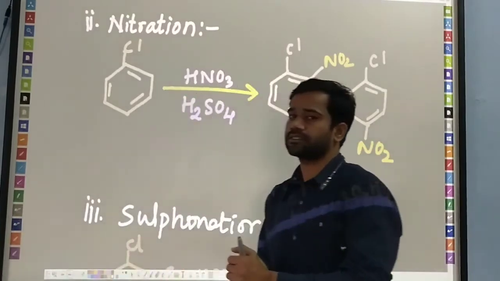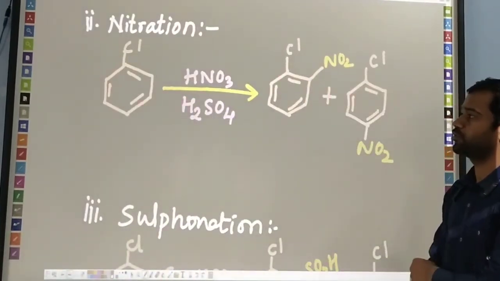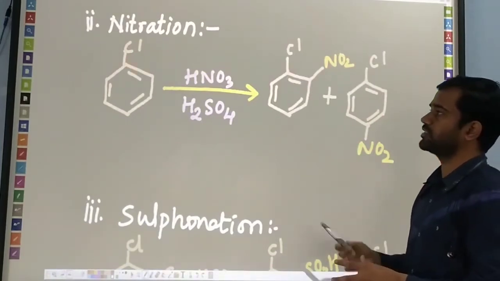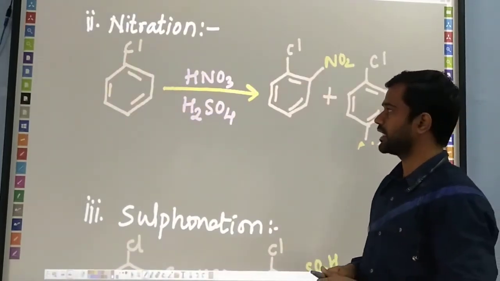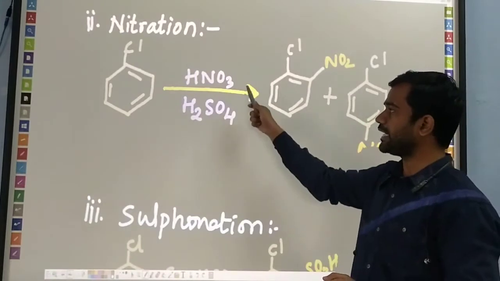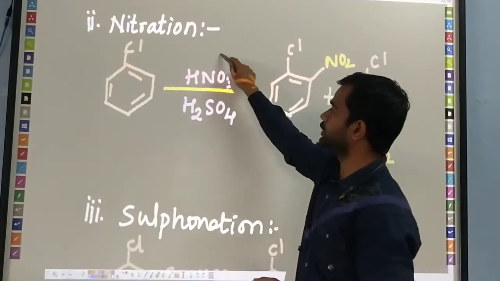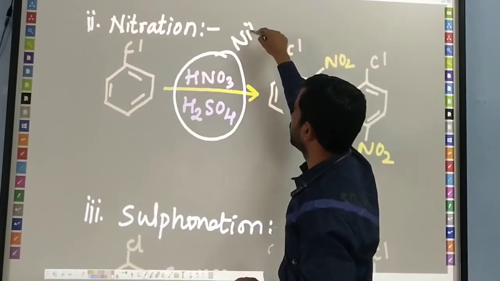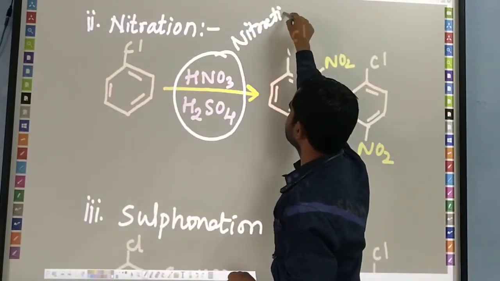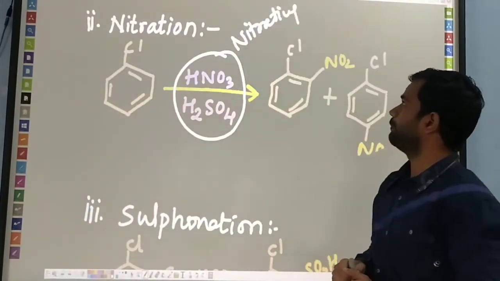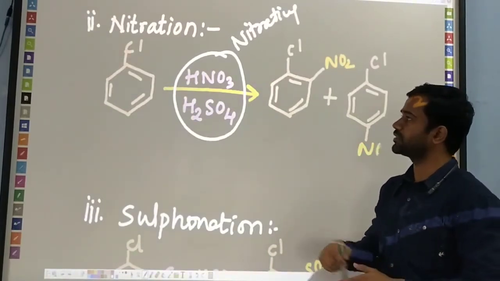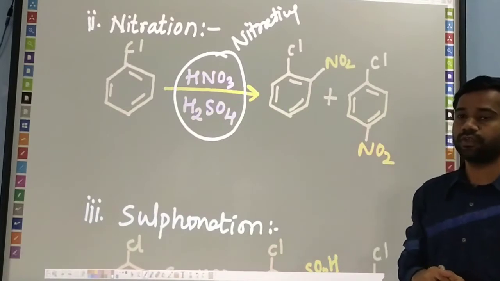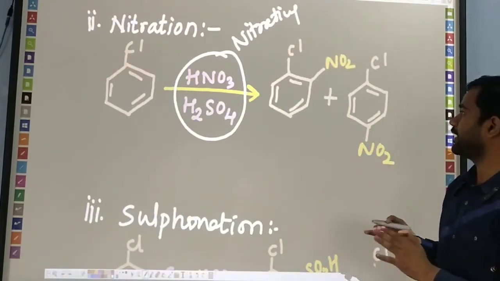So let us see the second type of electrophilic substitution reaction, which is known as nitration. In this case we are going to take the nitrating mixture. The nitrating mixture is concentrated nitric acid and concentrated sulfuric acid.